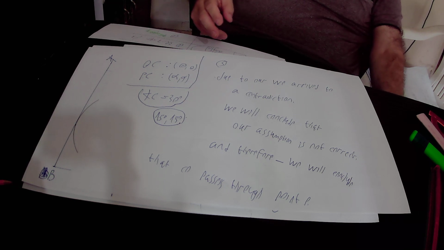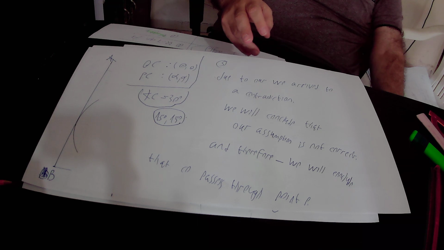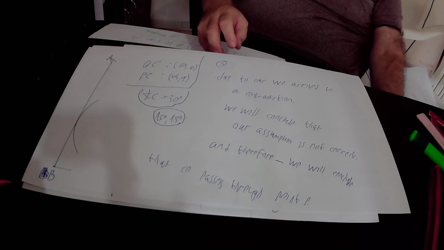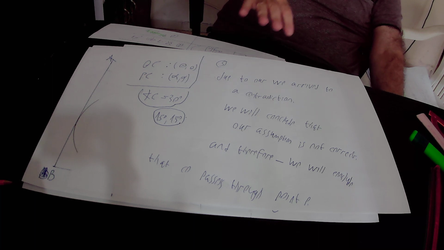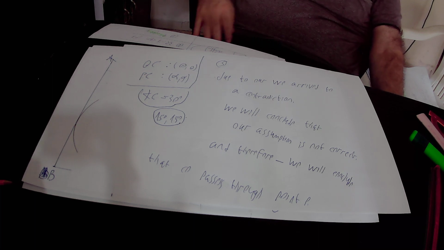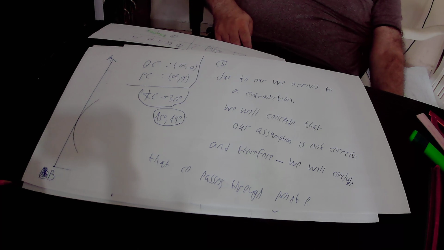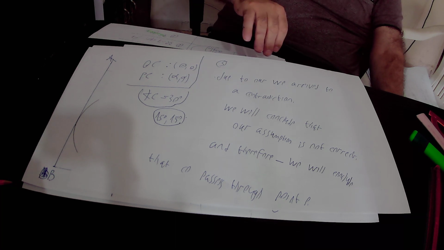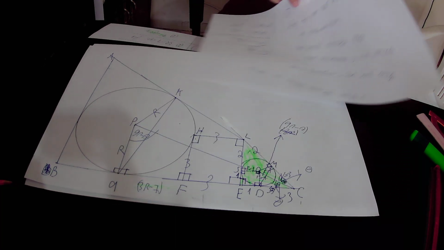Okay, so you got a contradiction, and due to this contradiction, we must conclude that our assumption is not correct. Our assumption that OC doesn't pass through point P is not correct. Therefore, we must conclude that OC indeed passes through point P. We finish with the proof.